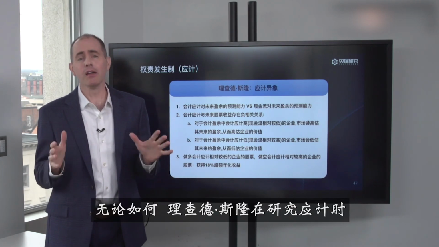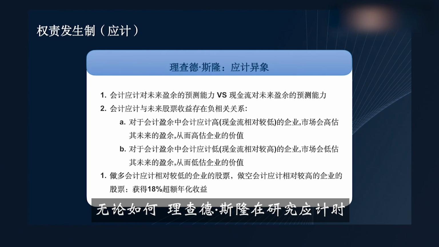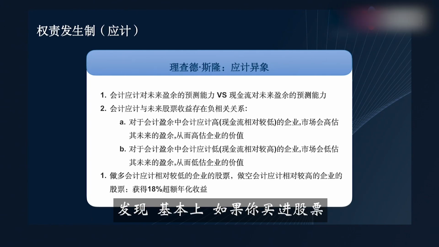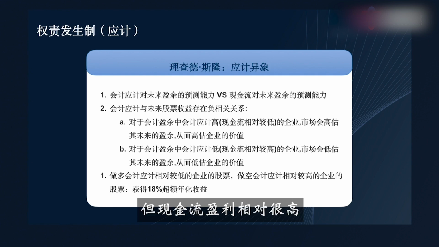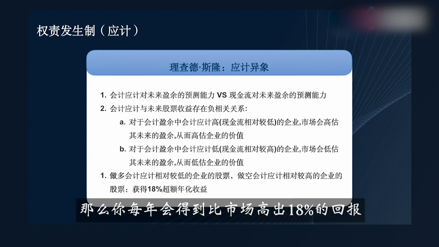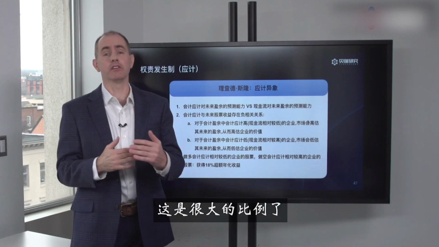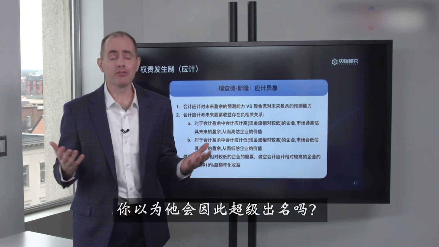Anyway, Richard Sloan looked at accruals and found basically that if you went long, I mean bought companies that have very high cash flow relative to very low accrual earnings, and short sold companies that have very high accrual earnings relative to low cash flow earnings, you would beat the market by 18 percentage points per year, which is like huge. You'd think he'd be super famous from that.